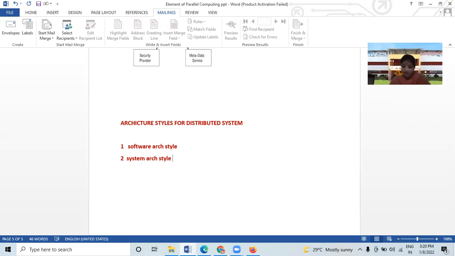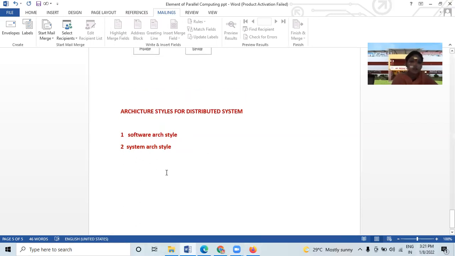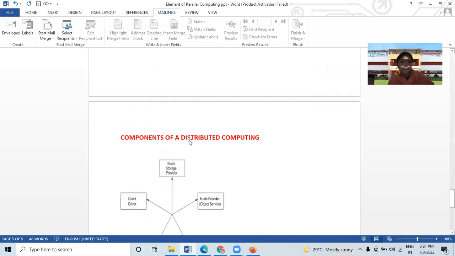Okay, then system architecture style here. The architecture style is a very specific solution to the particular software, which typically focuses on how the code is organized and created for the software. The architecture pattern is a description of relationship types and elements along with the set of constraints to implement a software system. So this is about the software architecture style, and this is the component of the distributed system.